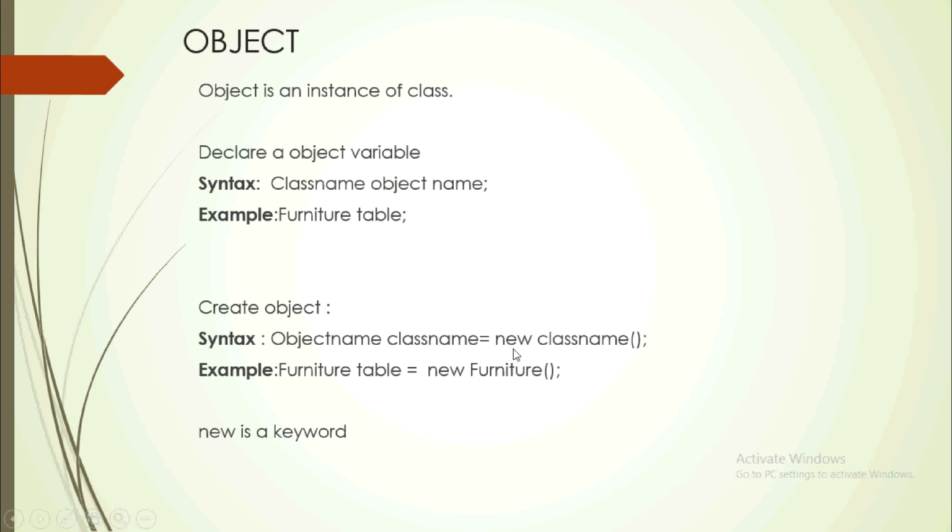So new is something new we are learning. New is a keyword that is basically used for creating an object. So I write Furniture, which is the name of a class, table is the object name, equal to new Furniture. I hope this is clear till now: how we declare the classes and how we declare the objects.